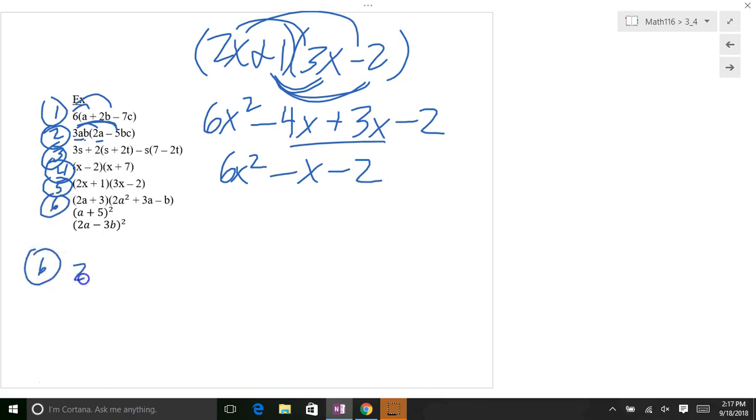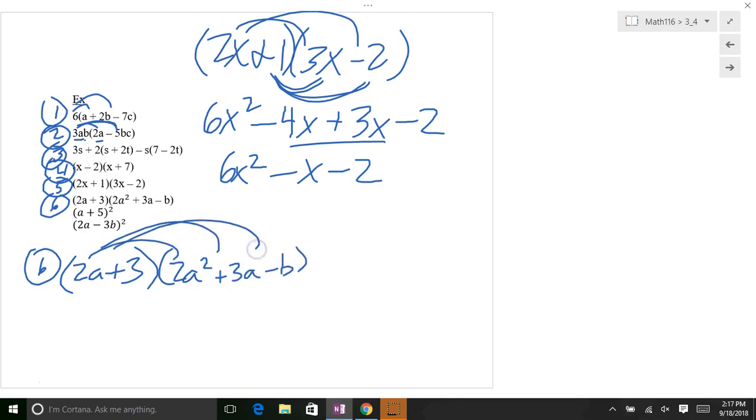Number 6. Now we've got a binomial in front, times a trinomial. We got 3 terms on this one. So we're going to take the 2a through to everybody, and then we're going to take that 3 through to everybody. So 2a times 2a squared, we got 4a cubed. 2a times 3a, we got 6a squared. 2a times negative b, negative 2ab.